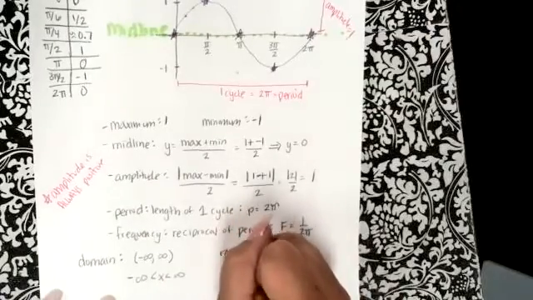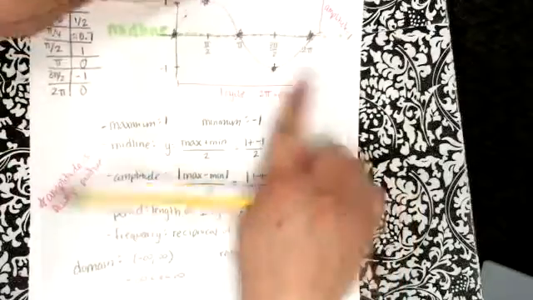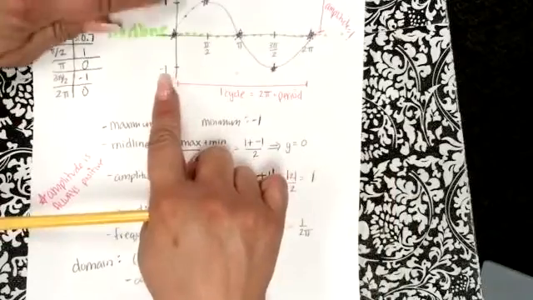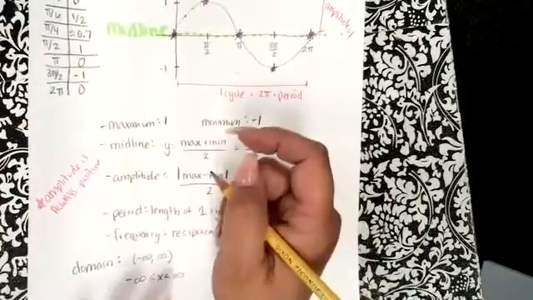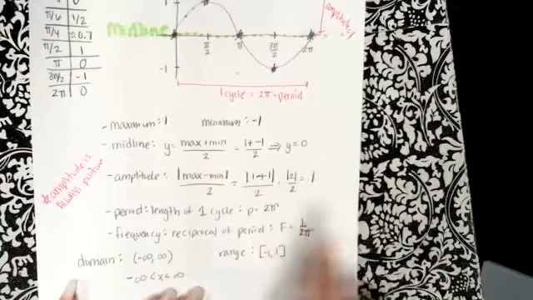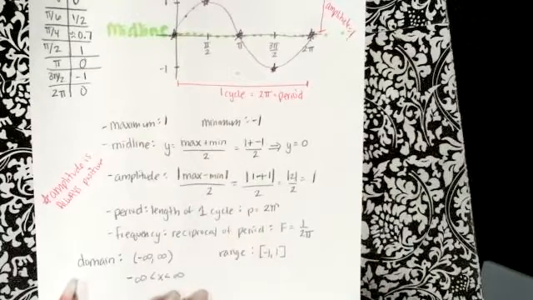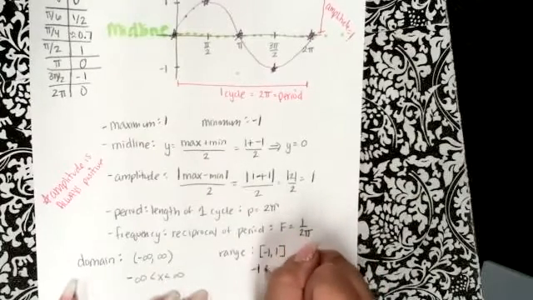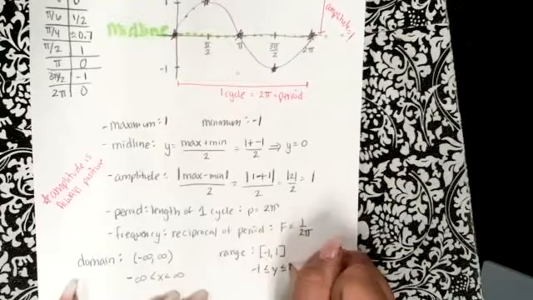Now the range, look at the range. The range only goes down to -1 and it goes up to +1. So the range here is going to be from -1 to +1, and it's including those points. As an inequality, it's -1 is less than or equal to y is less than or equal to +1.